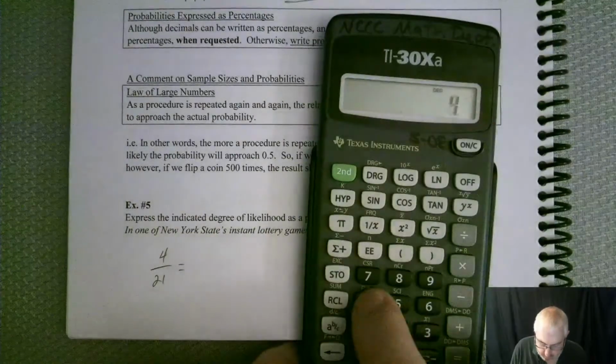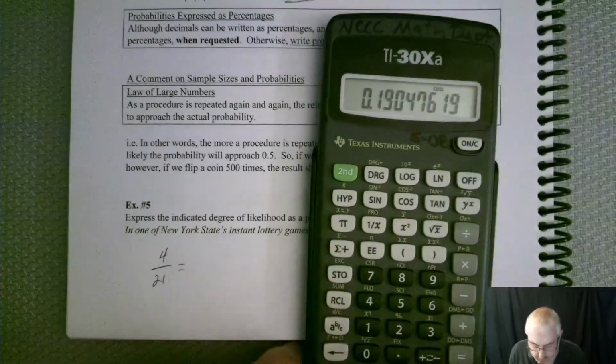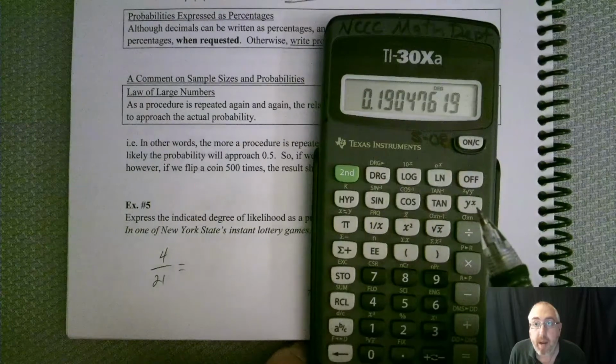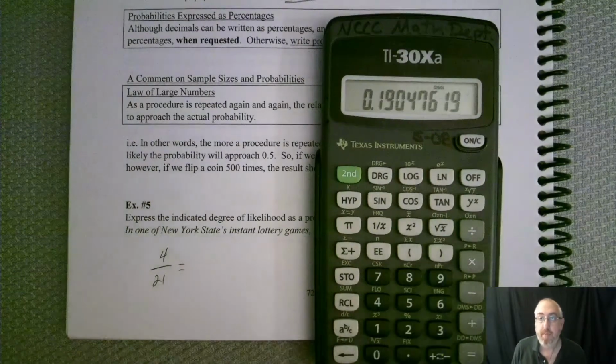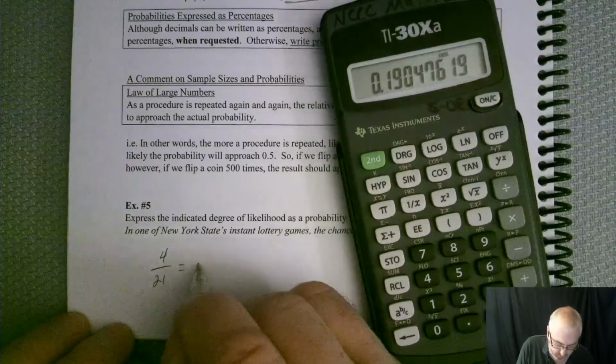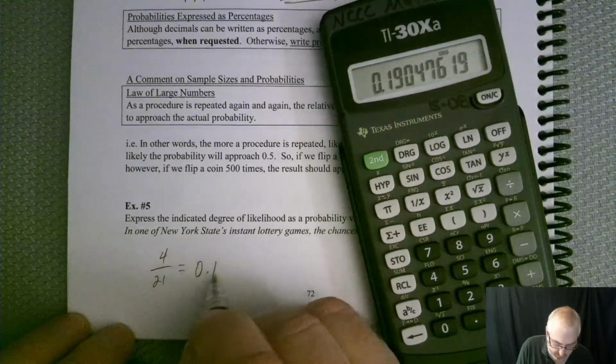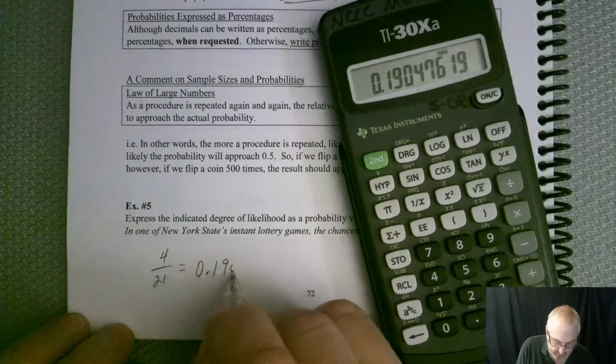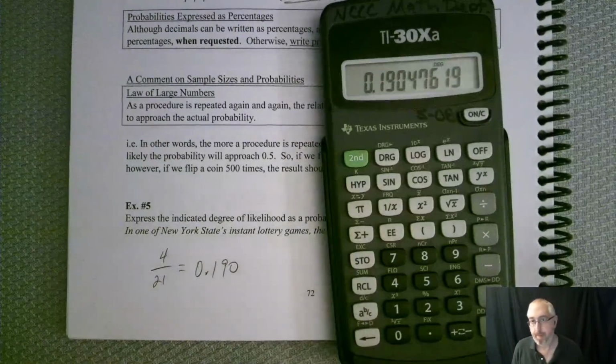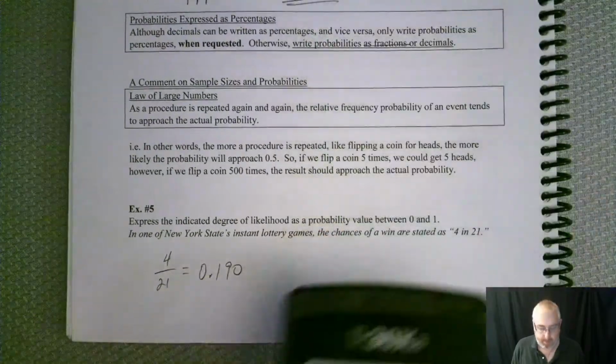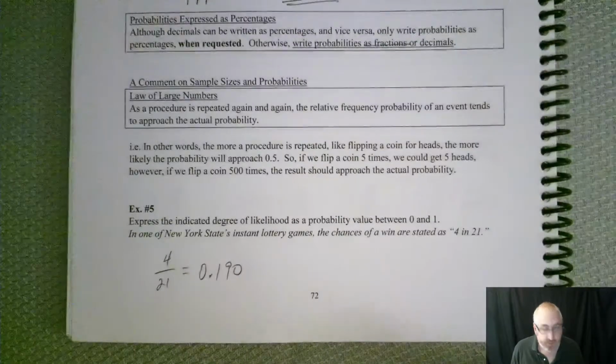So 4 over 21 equals 0.1904, and so on. So what would that round to? 0.190. All right. So not anything too drastic there.